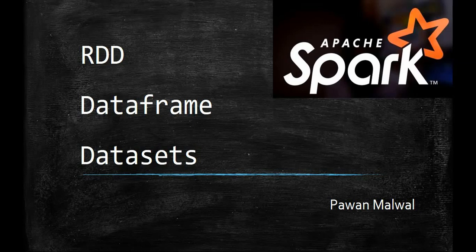So first, we'll understand the basic definition of RDD, DataFrames, and Dataset. So RDD is nothing but the Resilient Distributed Dataset, and that provides you read-only partitions of the collection of records, right? So this is the very fundamental data structure provided by Spark.